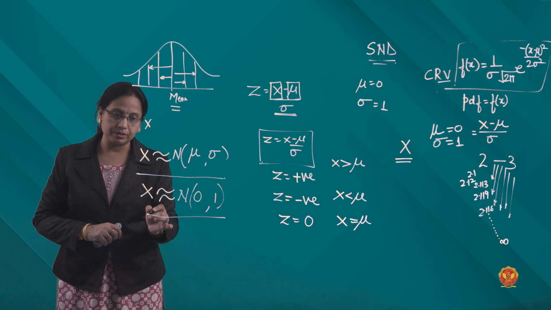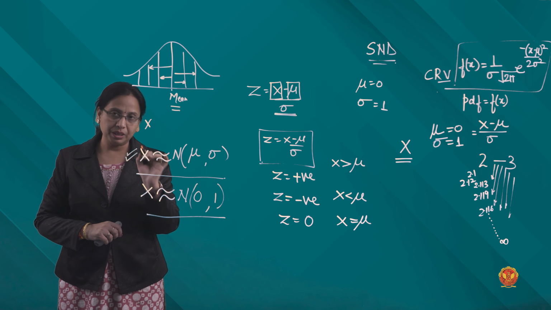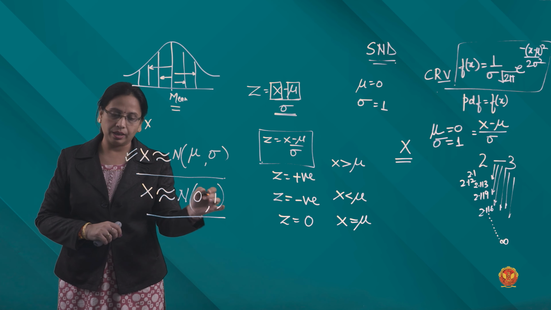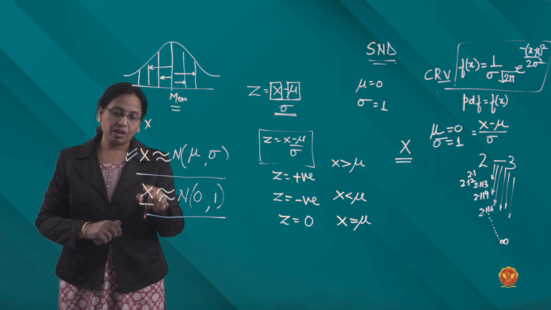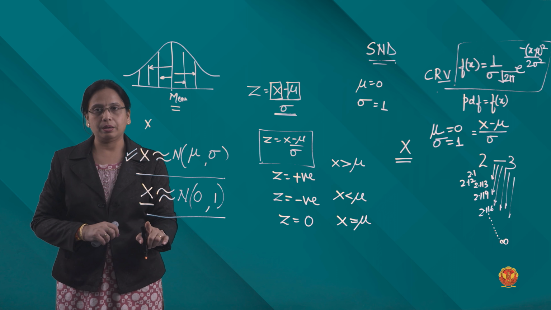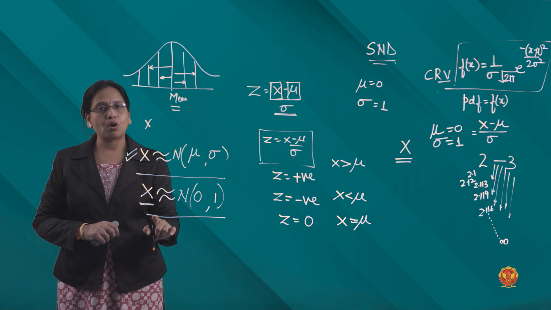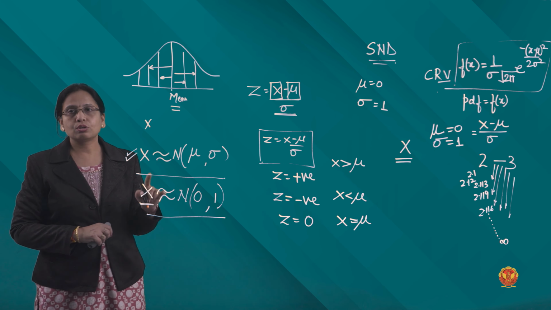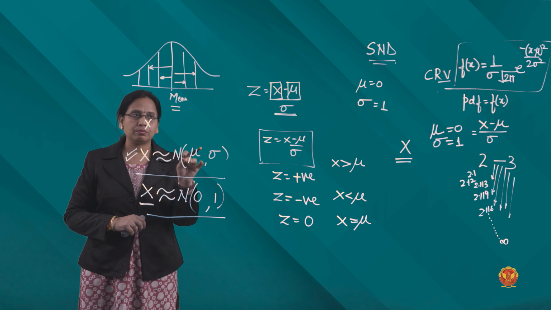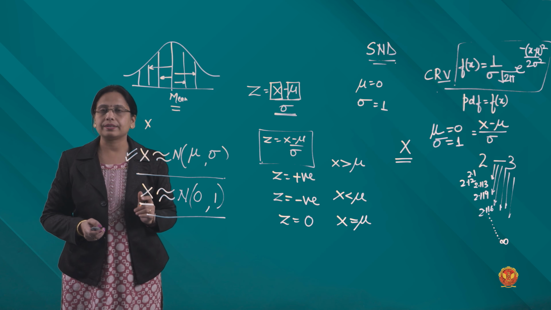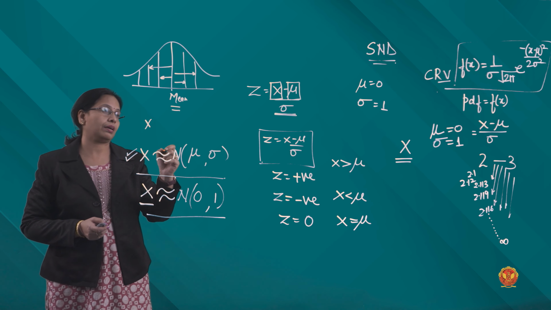If this happens, in this particular case when the mean value is 0 and the standard deviation value is 1, x will be called a continuous random variable. Why? Because it follows the standard normal distribution rule. So these are some key points to be taken care of before we move forward to the numericals. This we have talked about.